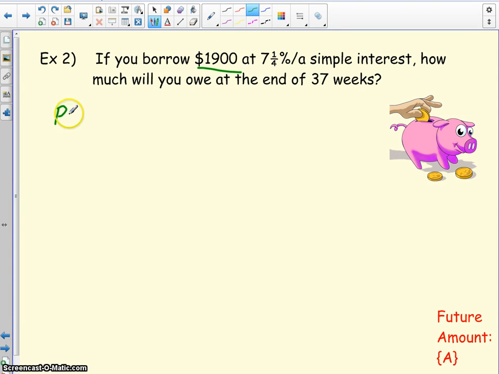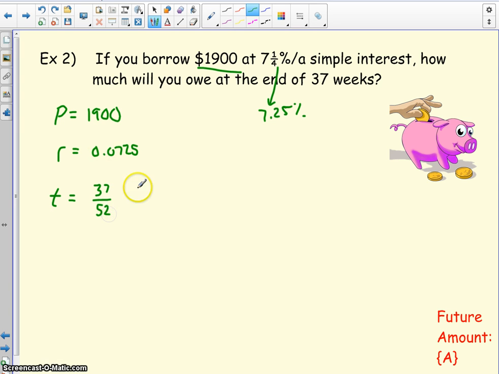So we're investing $1,900. The rate is 7.25%. Make sure we convert that to a decimal, so it's going to give me 0.0725. And last but not least, for time, we have 37 weeks. If we use the fact that there's 52 weeks in a year, our time will be 37 over 52. So once I have my principal, my rate, and my time, I can do my interest calculation.